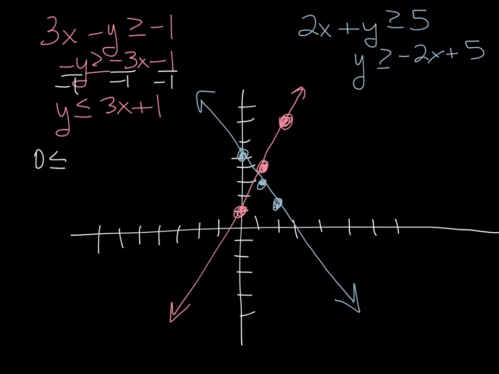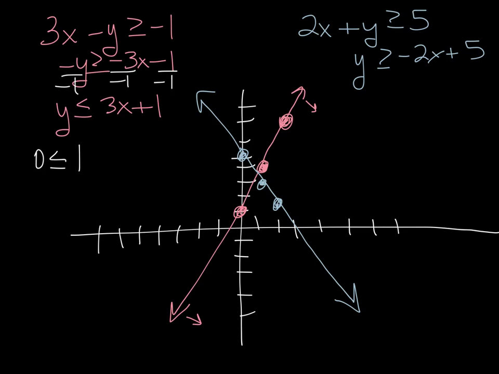If y equals 0, if x equals 0, 3 times 0 is 0. So is 0 less than or equal to 1? Yep, it is. So that means I'm shading this way and this way. Because again, I don't know at this point if I'm going to shade in this section or in this section. I haven't determined that. I need to figure out where the blue is going to.